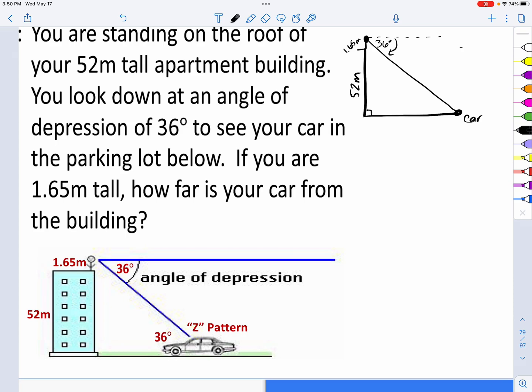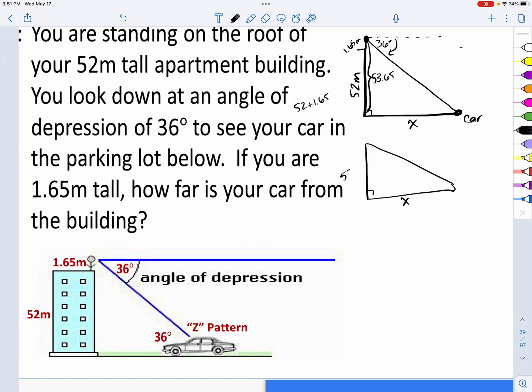So really, when you're looking at that, the height that you're looking down from is the 52 meter building, plus your 1.65 meters. So this whole height is 53.65. How far is the car from the building? So that would be looking for this side down here. But once more, a little bit cleaner.